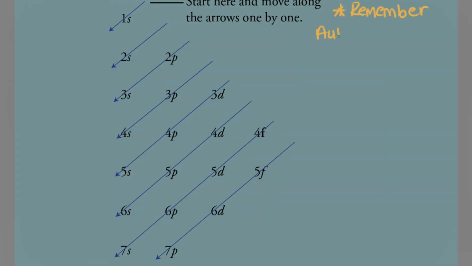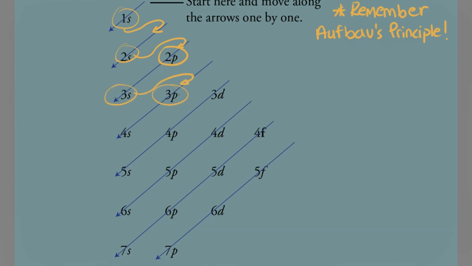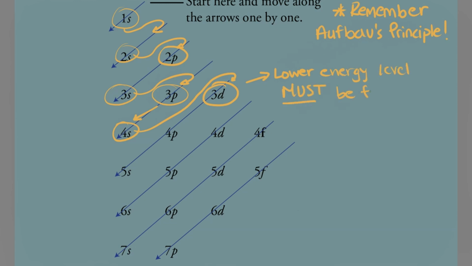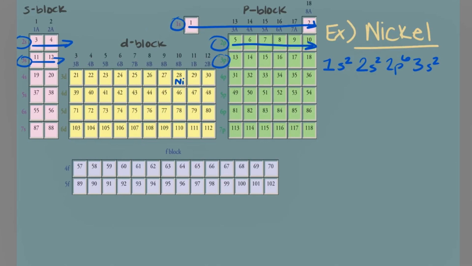Keep in mind Aufbau's principle. The lower energy level must be filled first. Using this arrow guide, we can go from 1s to 2s to 2p to 3p and so on, kind of following an arrow line. After we get from 4s, we go to 3d. 3d is a lower energy level than 4p, which is why we have to fill it up first. If we go back to nickel, its full electron configuration would be 1s2, 2s2, 2p6, 3s2, 3p6, 4s2, and 3d8.